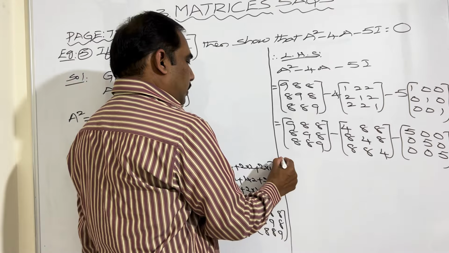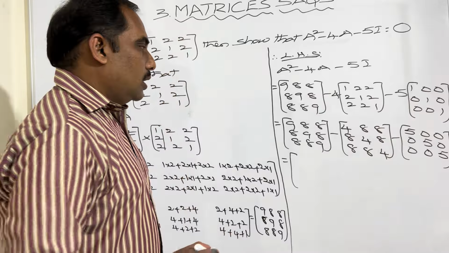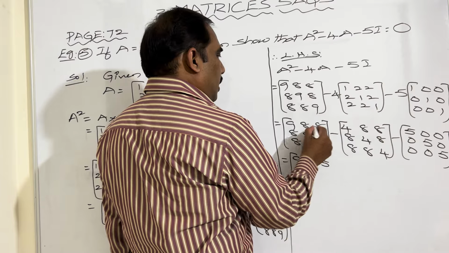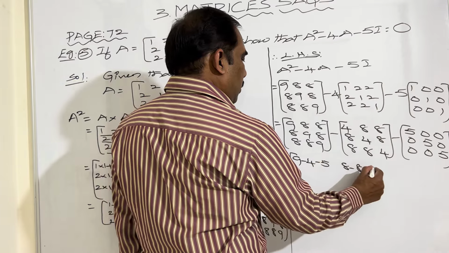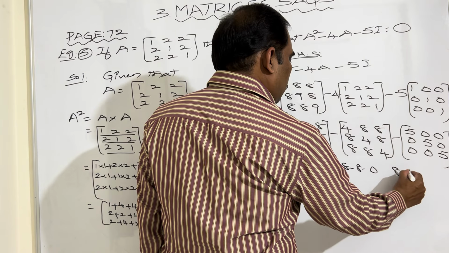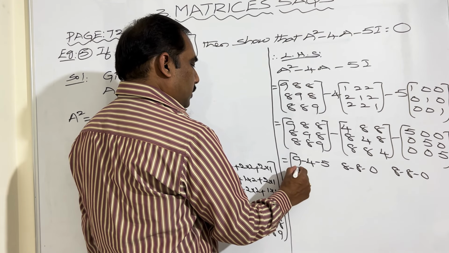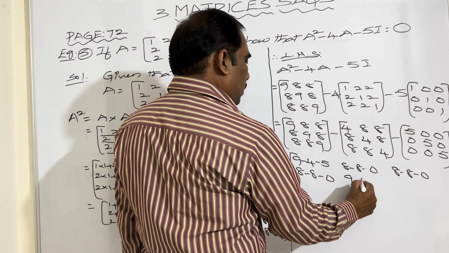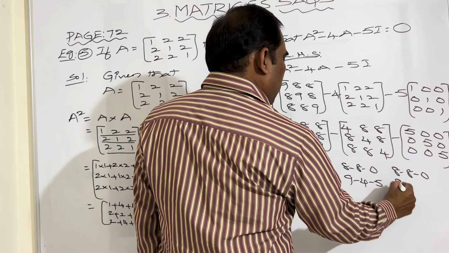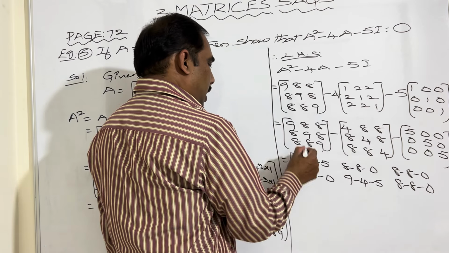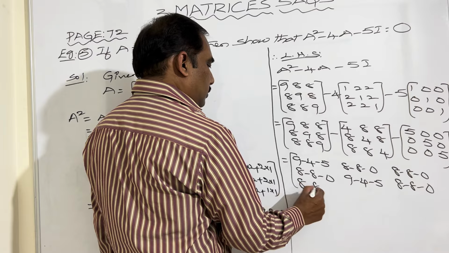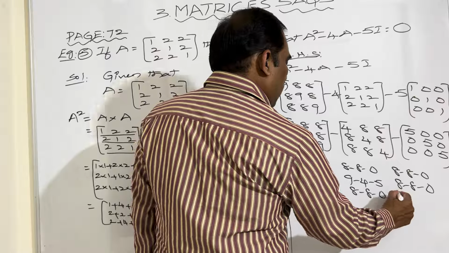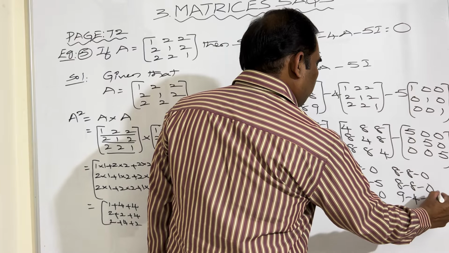So now corresponding elements are subtracting: 9 minus 4 is 5, 8 minus 8 is 0, and here again 8 minus 8 is 0, corresponding elements subtracting again. Here 9 minus 4 is 5, 8 minus 8 is 0, and so on, and 9 minus 4, so 5 at last.